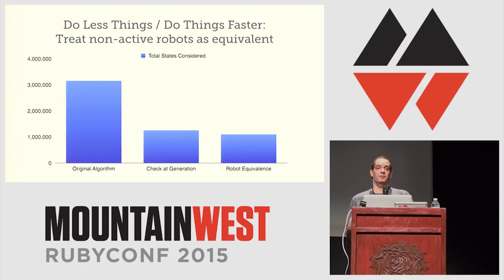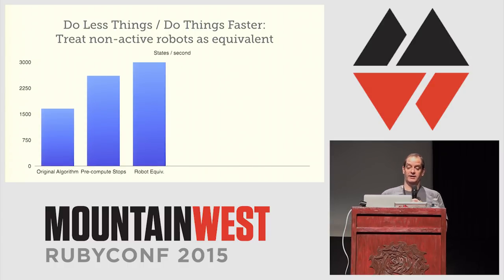But also, in order to implement that, I came up with a more concise representation of a board state equivalence that was faster to compare. So I actually ended up doing things faster at the same time, and I was able to process more states per second. So sometimes the optimizations you do are going to both reduce the amount of work you have to do and speed things up.